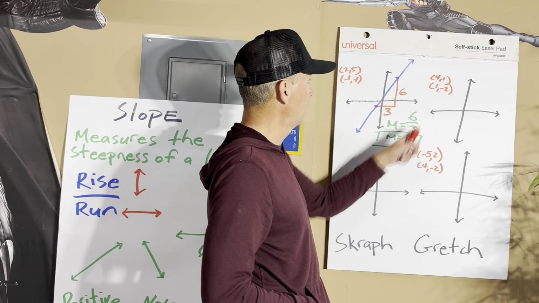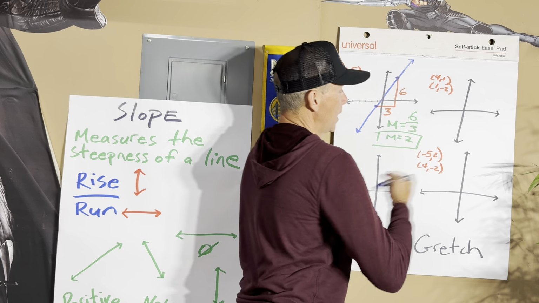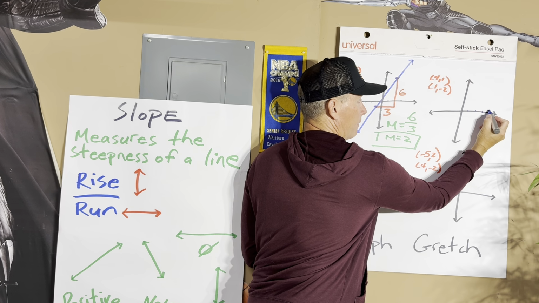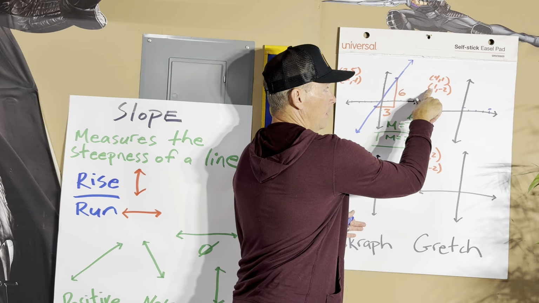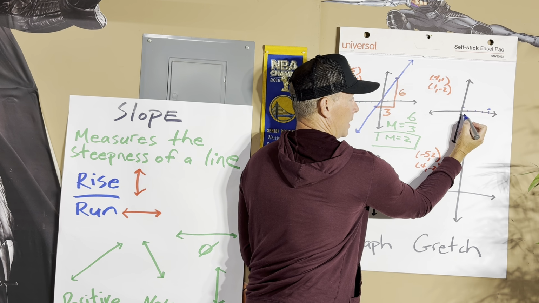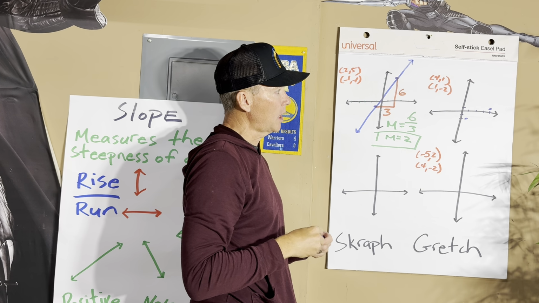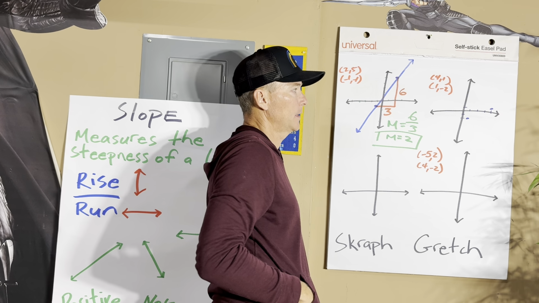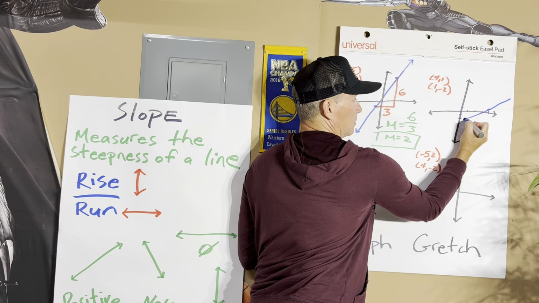We have 4, 1. So 1, 2, 3, 4, up 1. 4, 1, then 1, negative 2. Right 1, down 2. So there's our 2 dots. Now, you could actually find the slope without the line, but let's just do the line.